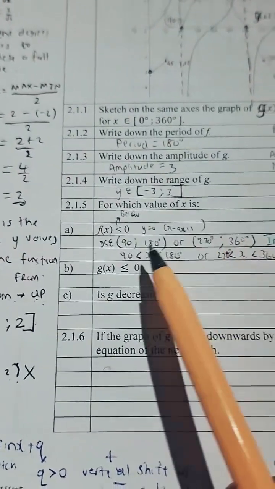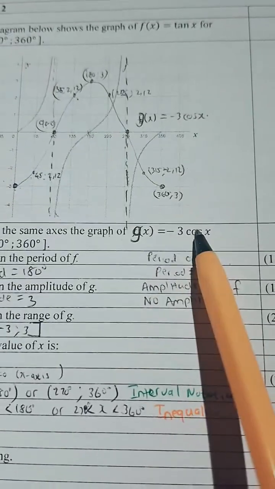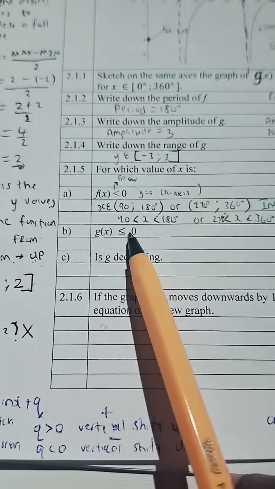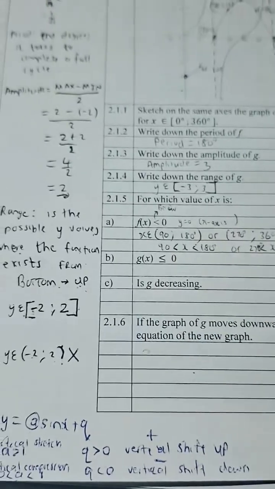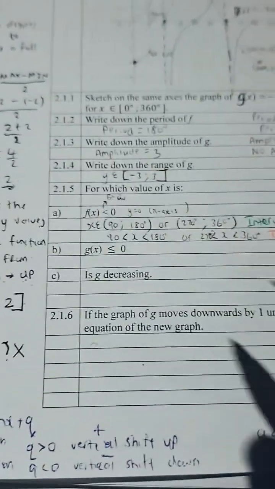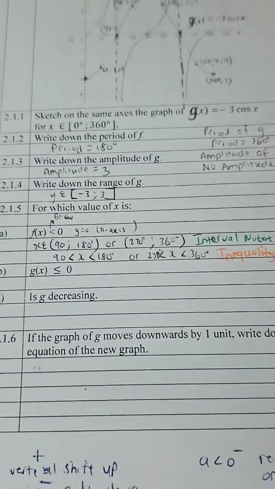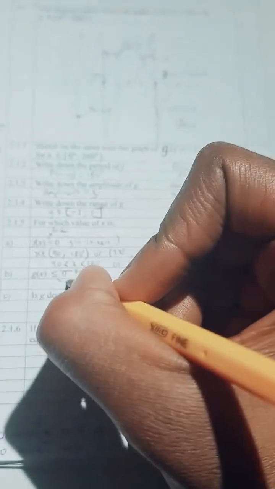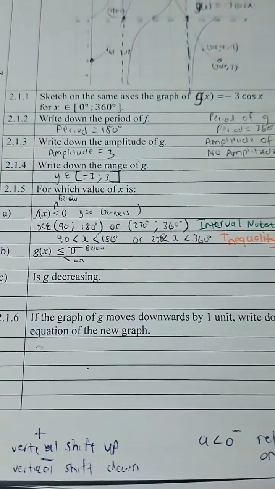G of x. Where is g of x? Now we are talking about the cos graph. So we are asking, where is that function less than or equal to 0? What are we looking for? Two things. Less than means below. Equal means on.